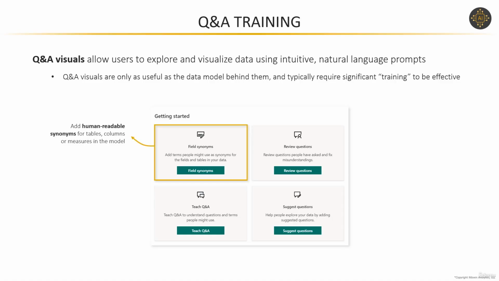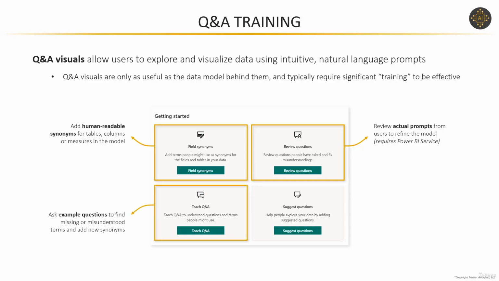First, we have field synonyms. This is where you can add human-readable synonyms for the tables, columns, or measures in your model. Next, you can actually review questions or real prompts from users to help refine your model. Note that this requires that you publish your report to Power BI Service. You can also teach the Q&A by adding example questions to try to find missing or misunderstood terms so that you can add new synonyms.